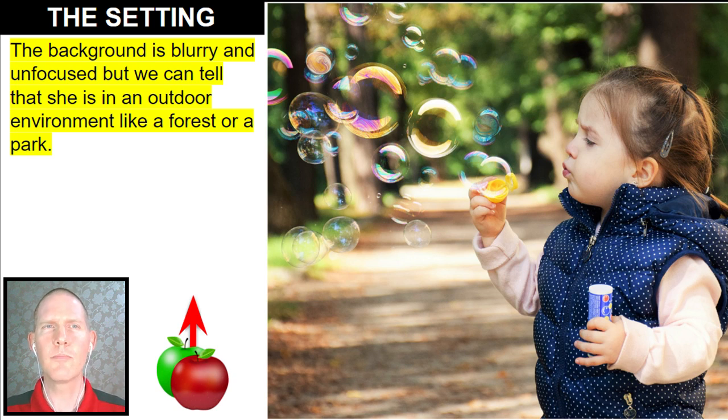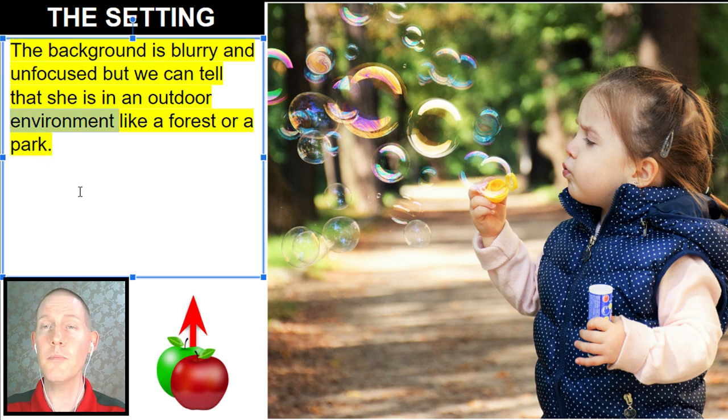The background is blurry and unfocused, but we can tell that she is in an outdoor environment like a forest or a park. Okay, when we say the word environment, it means our surroundings, the things that are around us, right? So you could have a jungle environment, you could have a city environment, maybe a park environment, or a home environment. Environment just means what's around you.